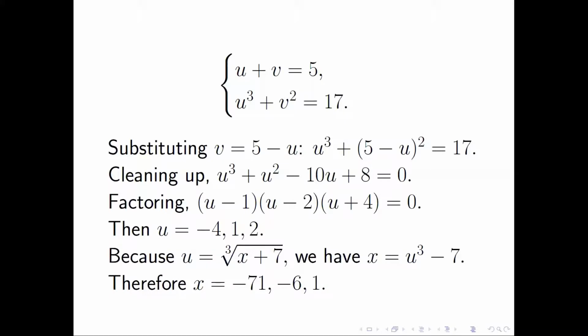By the definition of u, which is the cubic root of x plus 7, we have x equals u cubed minus 7. Therefore, we find all the roots for x: negative 17, negative 6, and 1. We are done for the first one.